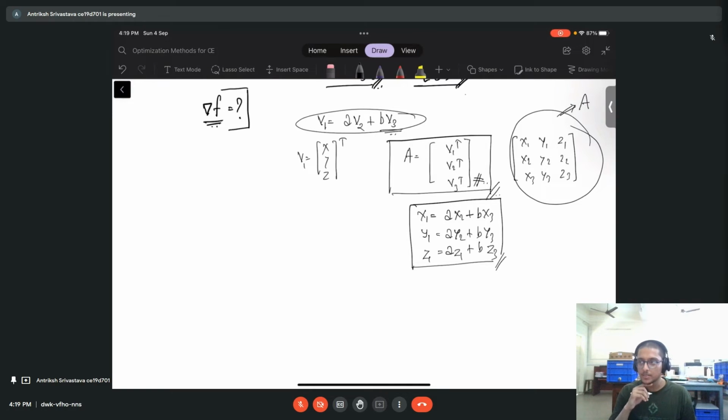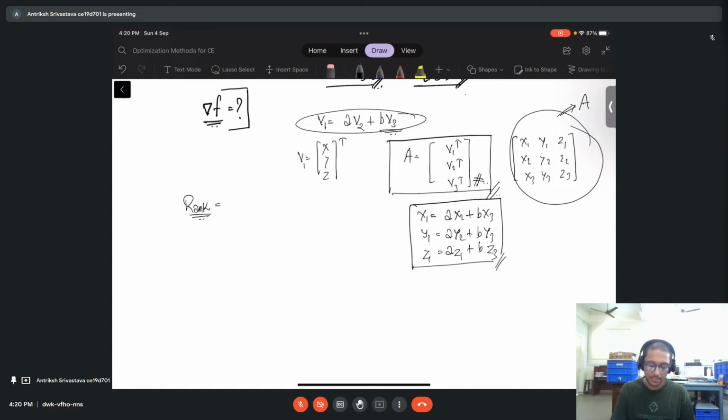Are you familiar with the concept of rank in a matrix? Yes, sir. Okay, so what does rank signify? Like if the rows are multiples of each other or not. Something like that. Kind of true, but the correct definition of a rank is this.